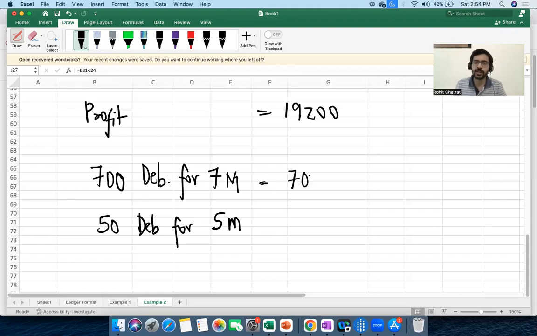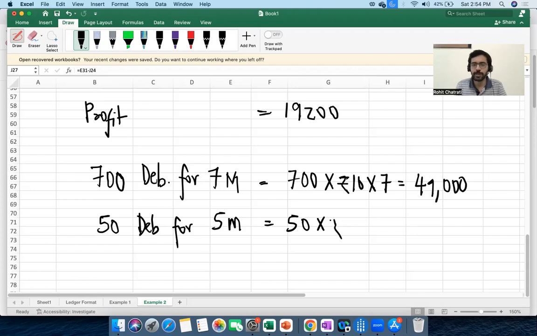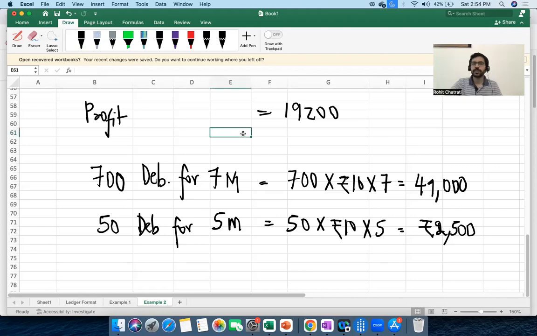So 700 multiplied by rupees 10 multiplied by 7 months will be equal to 49,000, and 50 debentures for a period of 5 months is 50 debentures multiplied by rupees 10 multiplied by 5, which happens to be rupees 2,500.